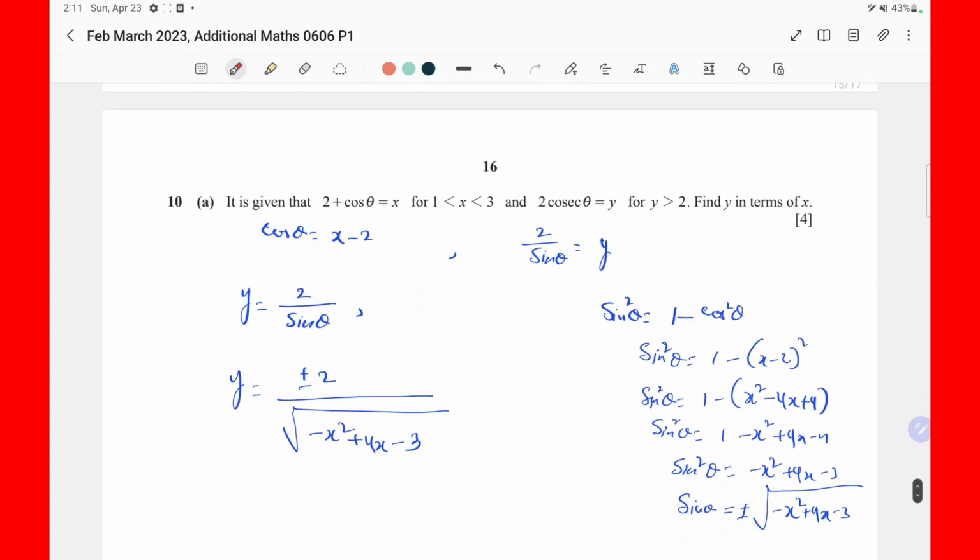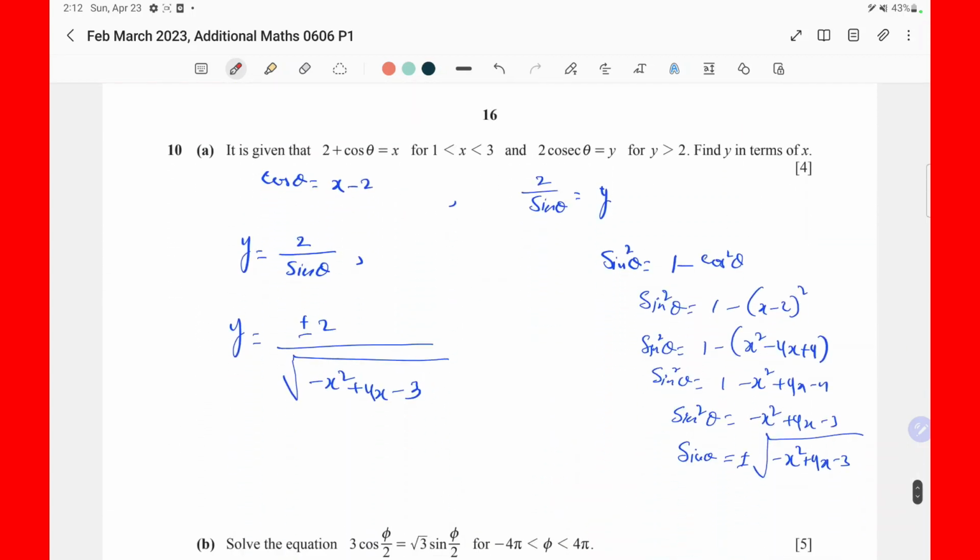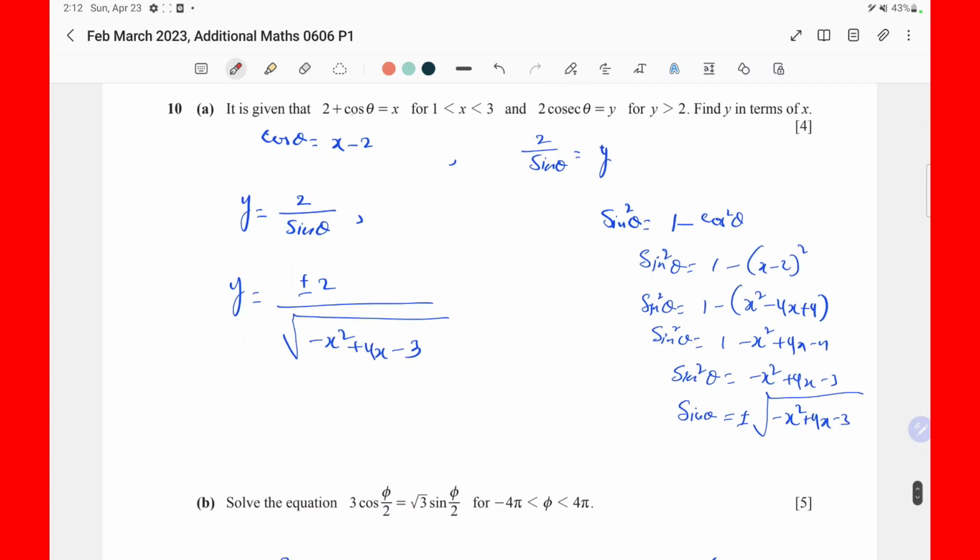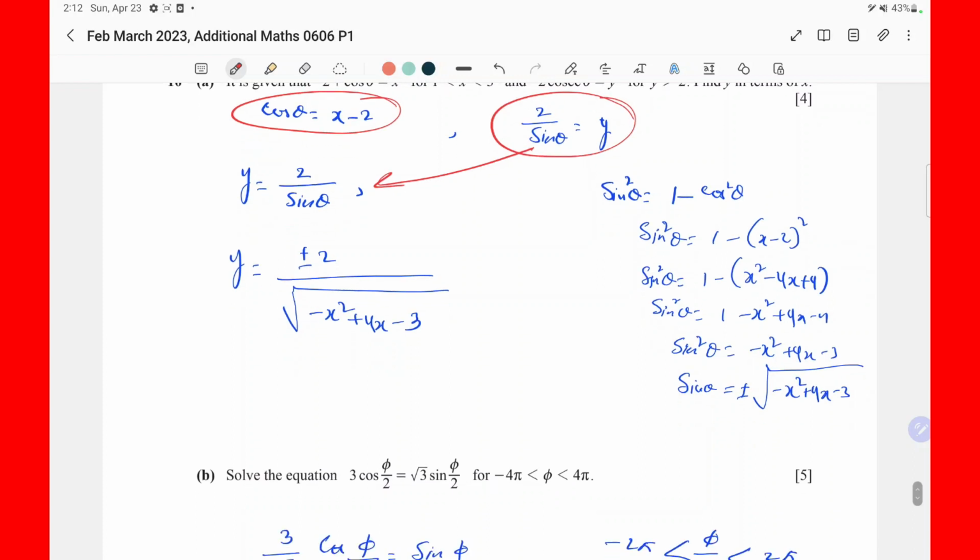Now come to the next question. It is given that 2 plus cos theta equals x and 2 cosec theta equals y. Find y in terms of x. Take 2 to the right side: cos theta is x minus 2, and cosec is 1 over sine. So 2 over sine theta equals y, so y equals 2 over sine theta.